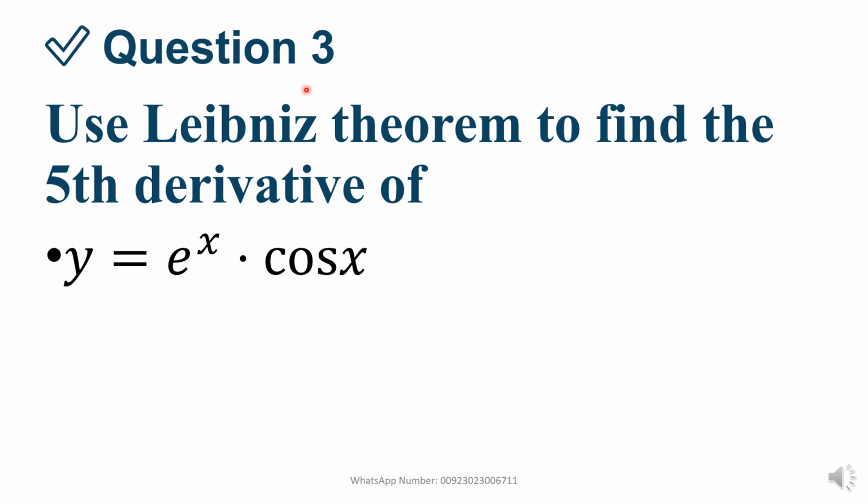Question 3. Use Leibniz theorem to find the fifth derivative of y equal to e power x multiplied by cos x. It means you can easily solve because you have solved two questions. Same process here. You can see here is e power x multiplied by cos x. We use Leibniz rule here also.